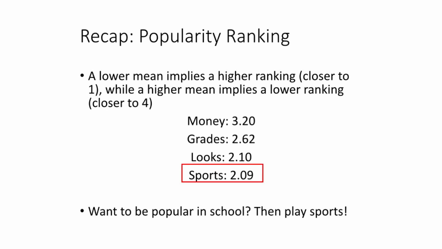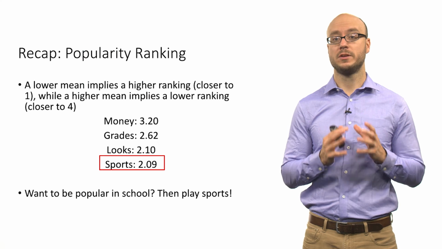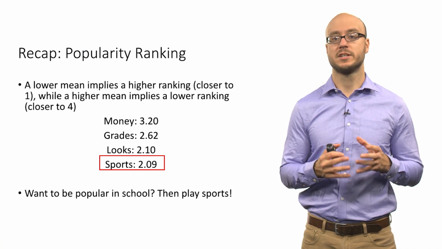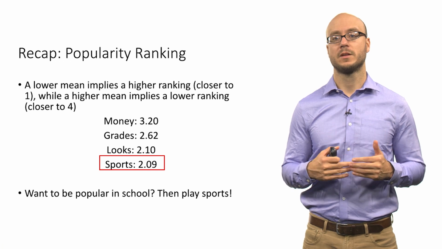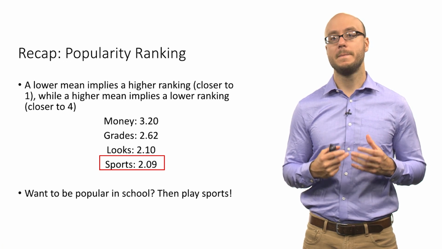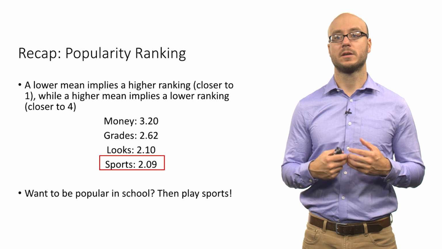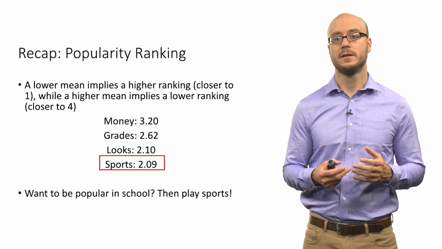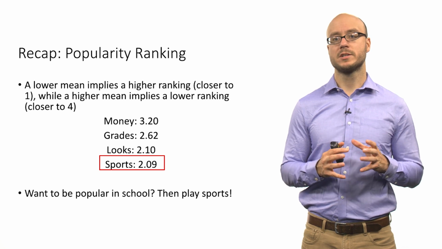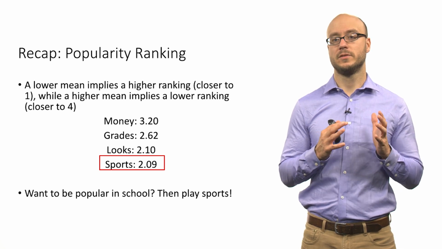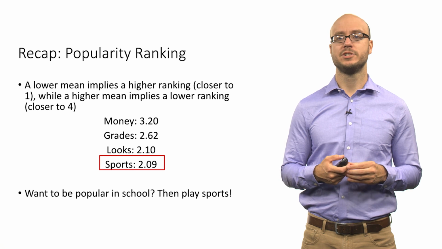So if you want to be popular in school, if you have kids and you want your kids to be popular in school, tell them to play sports. If we were to use the mean as a measure of central tendency, out of these 4 variables, the lowest mean, meaning the value closest to 1, the highest ranking, is in fact sports. However, that's not the only measure of central tendency. There's also the median and the mode, which we will cover in just a moment.